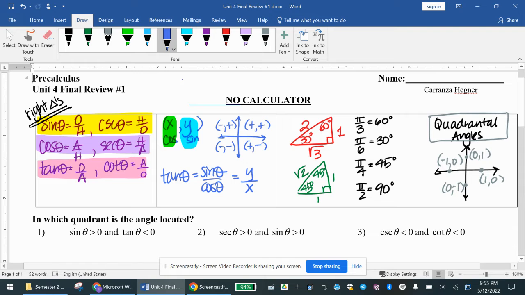When you're dealing with cosine and sine as your x and your y values, you can find tangent by doing y over x, and feel free to add this in. Cotangent would be x over y, or cosine over sine.